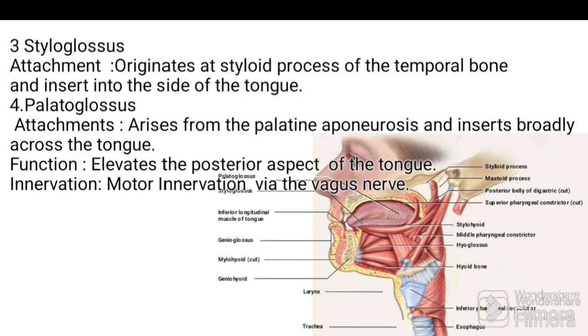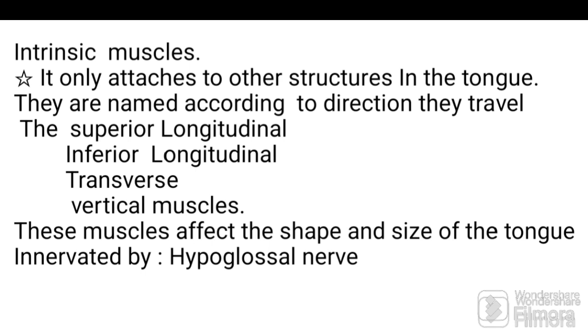Third one is styloglossus. Attachment: it originates at the styloid process of the temporal bone and inserts into the side of the tongue. Fourth one is palatoglossus. Attachment: it arises from the palatine aponeurosis and inserts broadly across the tongue. Its function: elevates the posterior aspect of the tongue. Innervation: vagus nerve. Intrinsic muscles only attach to other structures in the tongue. They are named according to the direction they travel: the superior longitudinal, inferior longitudinal, transverse, and vertical muscles.